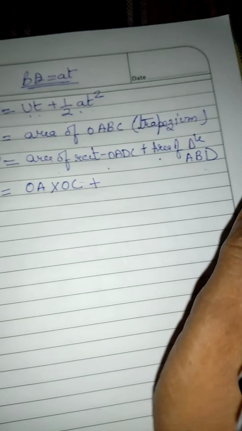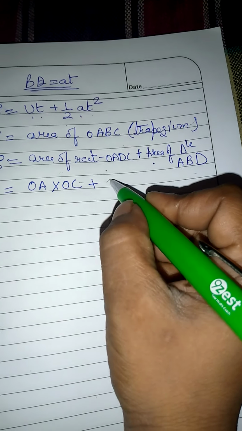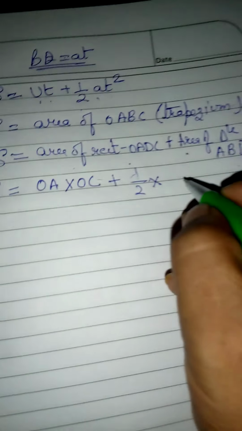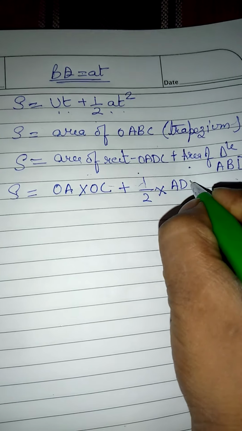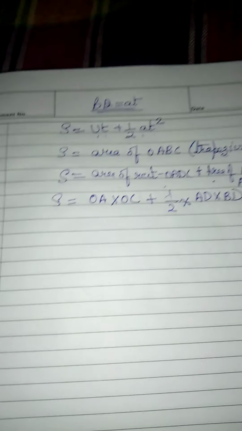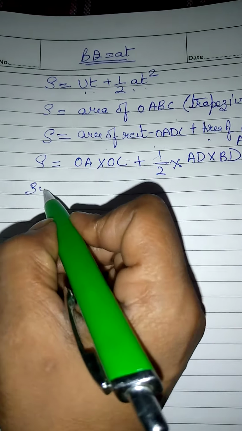Again plus, what is the area of triangle? Half into base into height. So we'll write half into, what is the base? AD. And what is the height? BD. So we'll write half into base is AD into height is BD. Now what we are doing is, we are going to substitute it with the values. So let's say substitute.